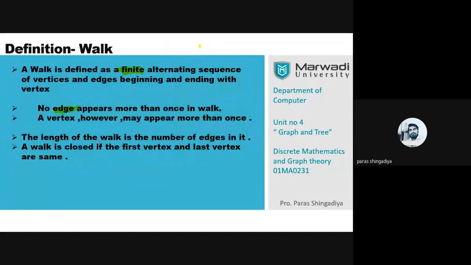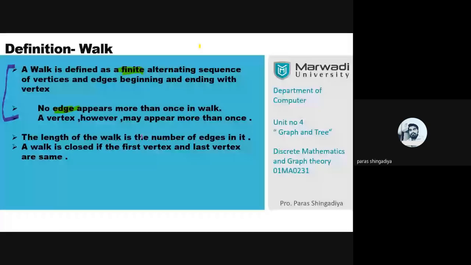So that is the definition of a walk: a finite alternating sequence of vertices and edges, beginning and ending with a vertex. No edge appears more than once in a walk, but a vertex may appear more than once. And that is the length of the walk. Clear?